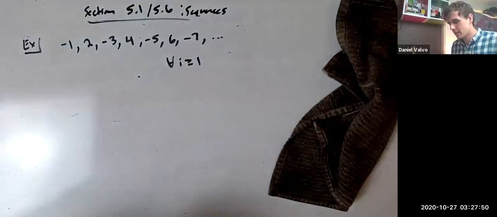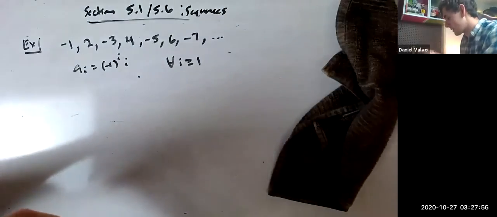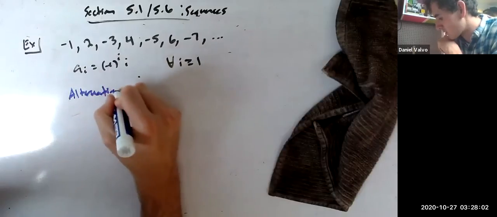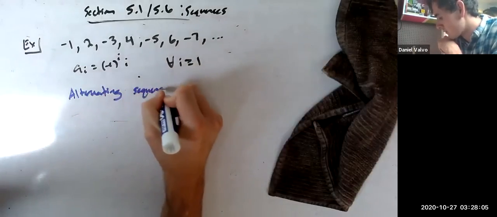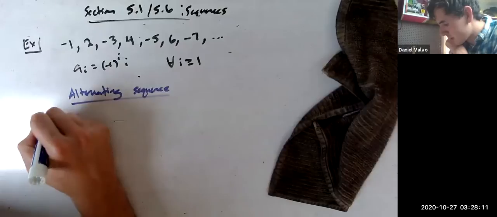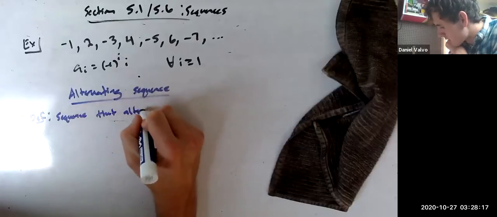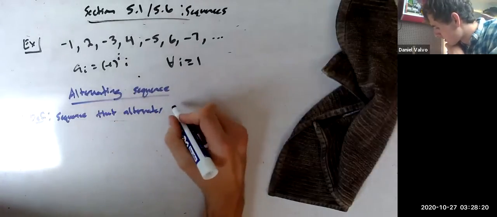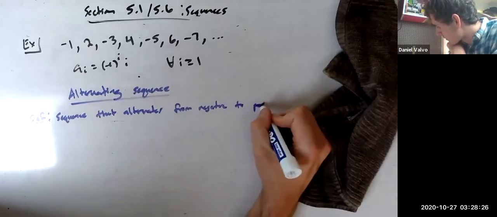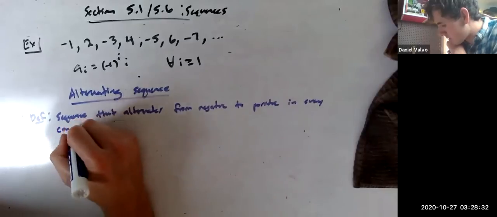And this is exactly an alternating series. I'm sorry, not series, sequence. Alternating sequence. An alternating sequence, by definition, is a sequence that alternates from negative to positive in every consecutive term.